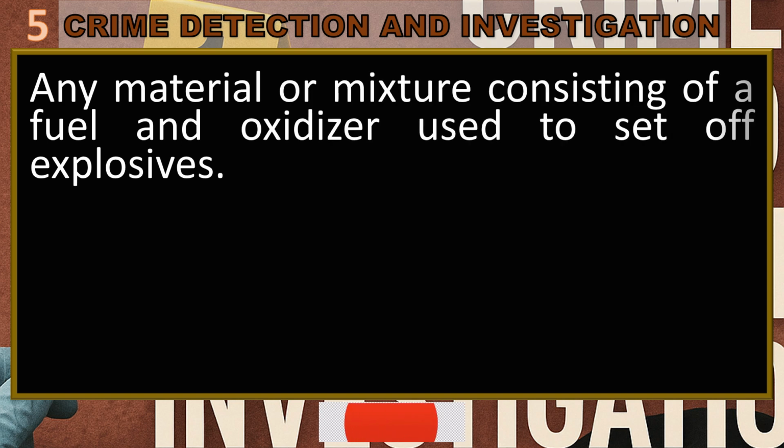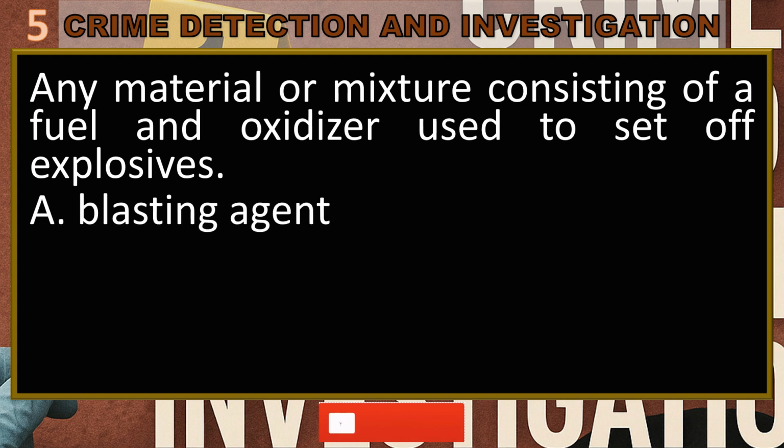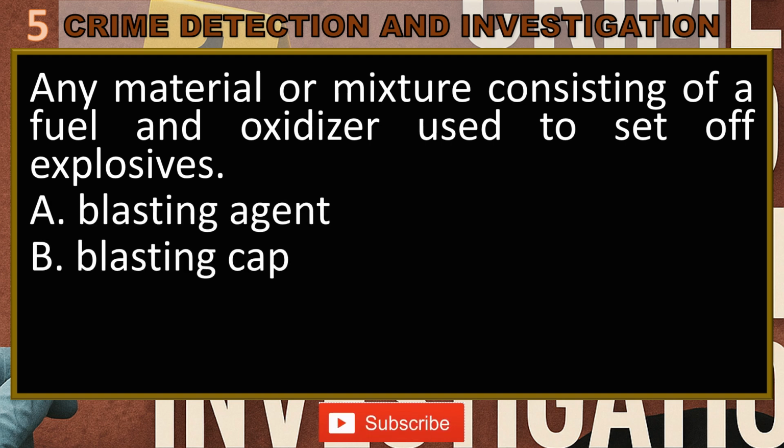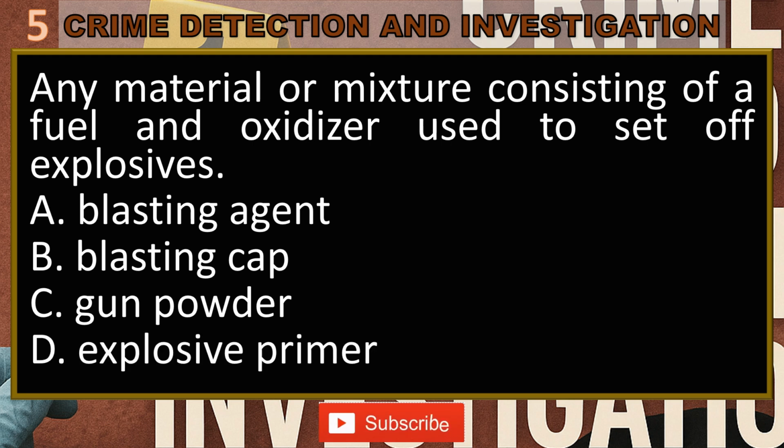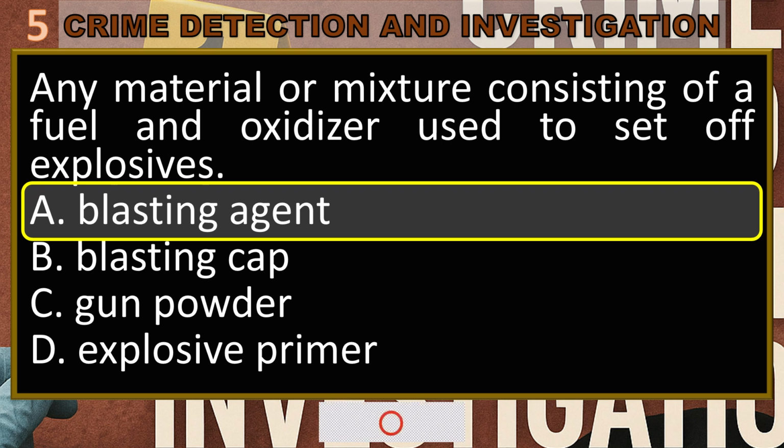Any material or mixture consisting of a fuel and oxidizer used to set off explosives. A. Blasting agent. B. Blasting cap. C. Gunpowder. D. Explosive primer. In the next 5 seconds, select the best response from the available options. 5, 4, 3, 2, 1. Correct answer, A. Blasting agent.